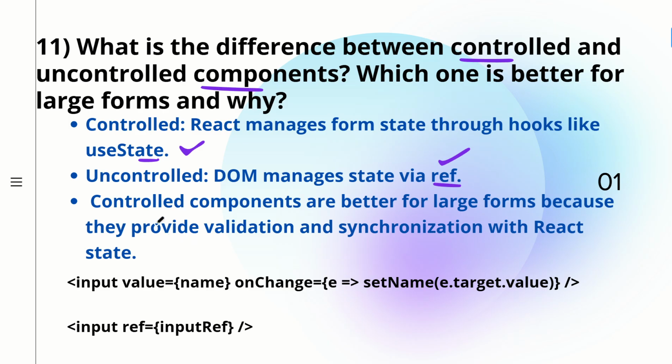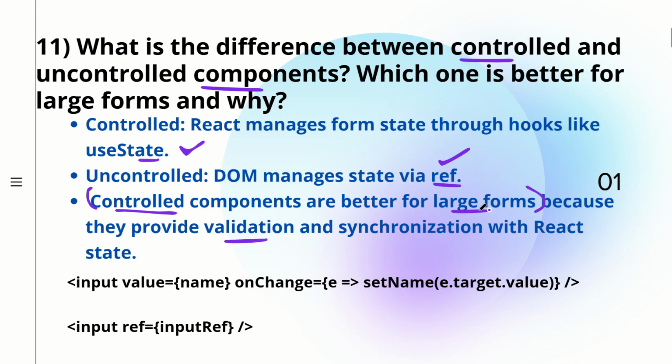And which one is better for large forms? So controlled components are better for large forms. If you are making a large form, then the controlled component, which makes use of useState, is better, because it provides validation. With the state, whenever any changes are happening, you can write validation like, okay, @ is not allowed, or numeric values are not allowed, or dot is not allowed. So those validations are available for us to do with state via the useState hook.